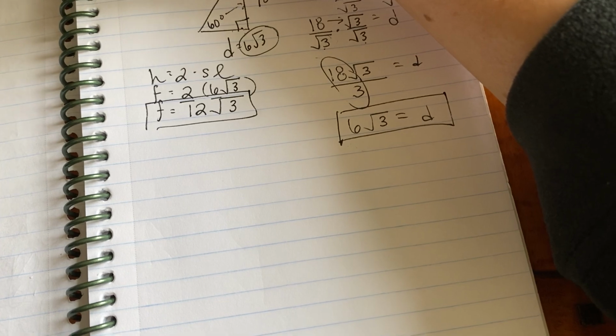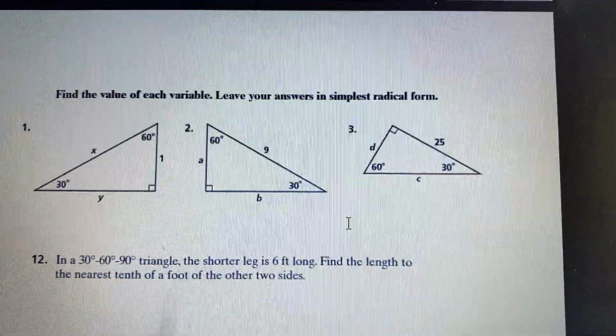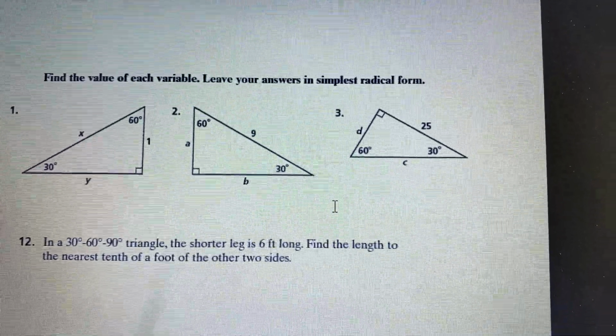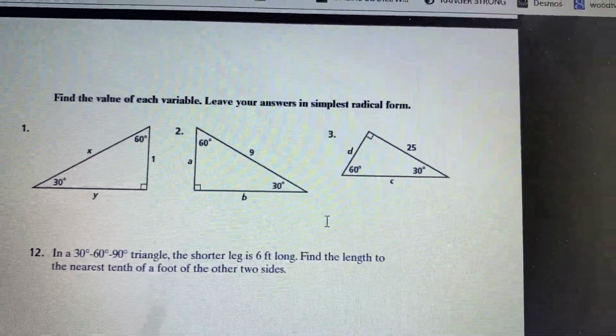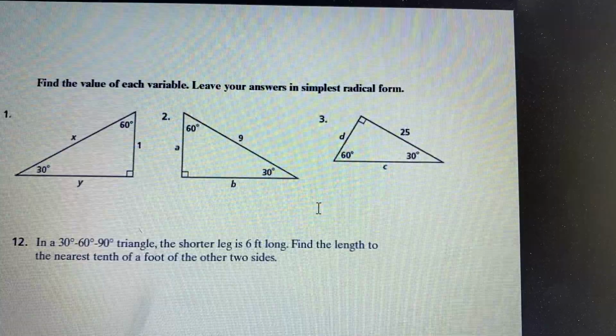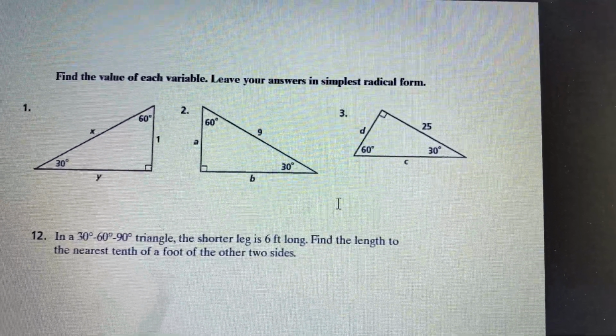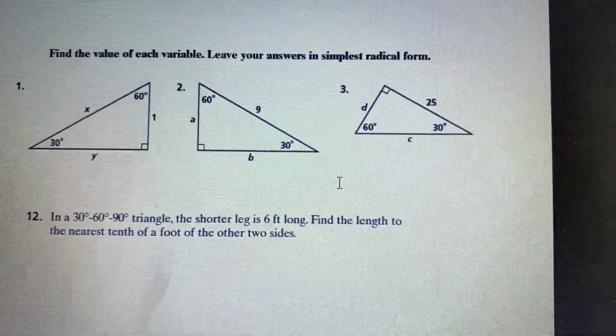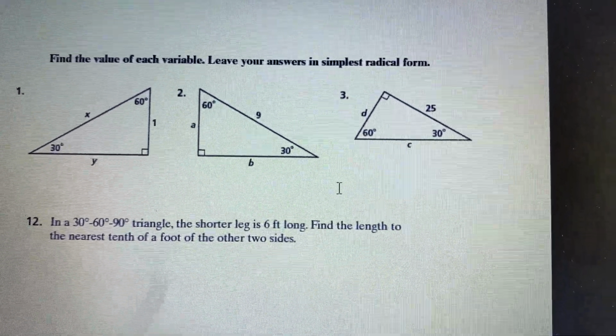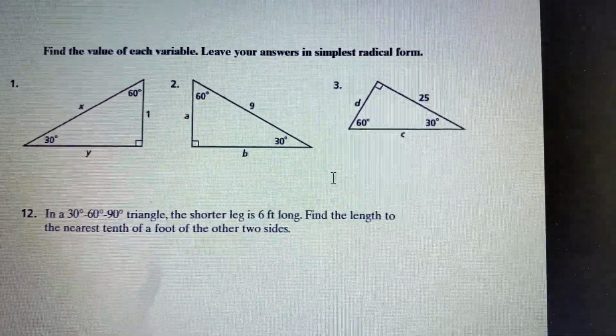All right, next example is on the following page. So we're looking at 1, 2, and 3. I don't know that I'm going to do all of these. So we've done one where they give us the hypotenuse. We've done one where they've given us the long leg. We'll do one more hypotenuse and one short leg. So we'll do 1 and 2.